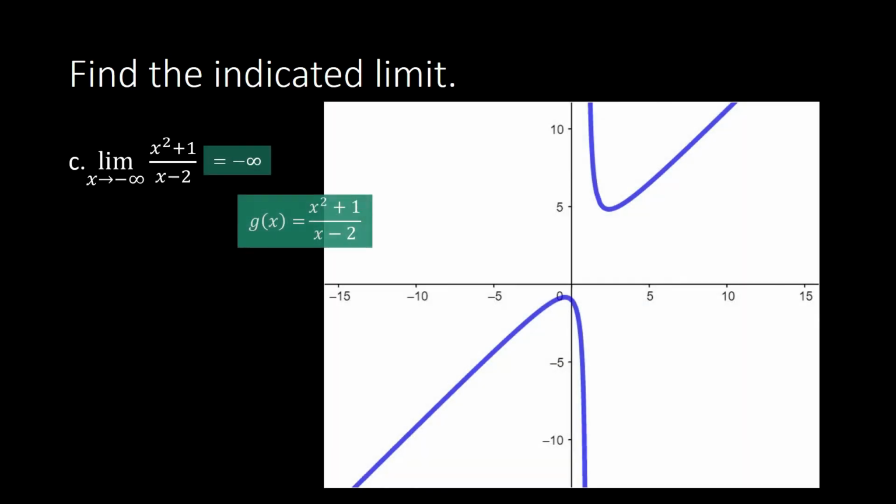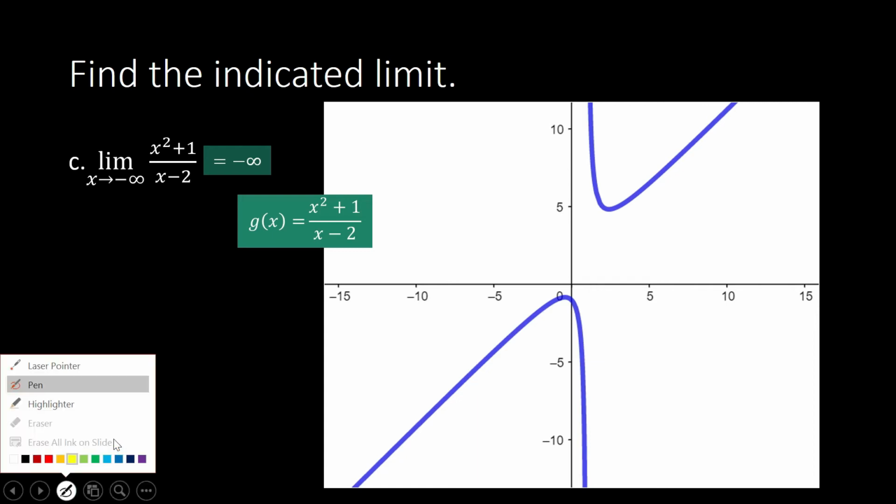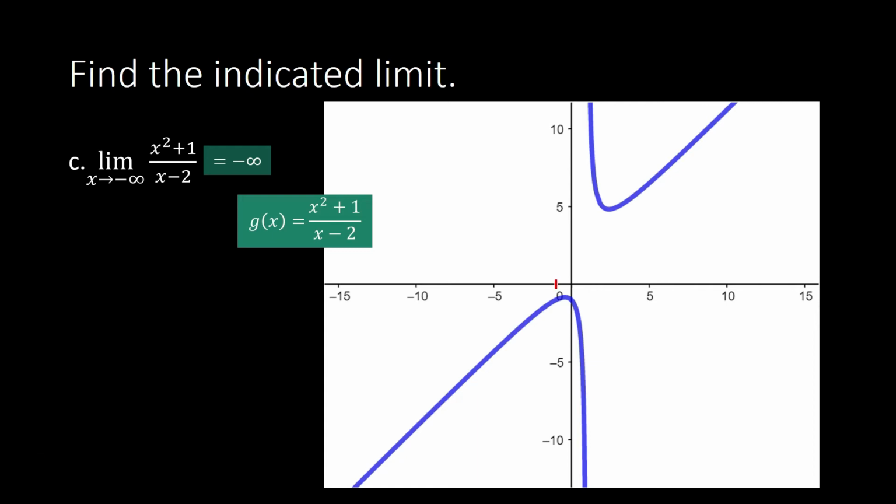So this is the graph of g of x equal to (x squared plus 1) divided by (x minus 2). So what happens when x approaches negative infinity? Our function decreases without bound. So what we are seeing here is a function that does not have a horizontal asymptote.